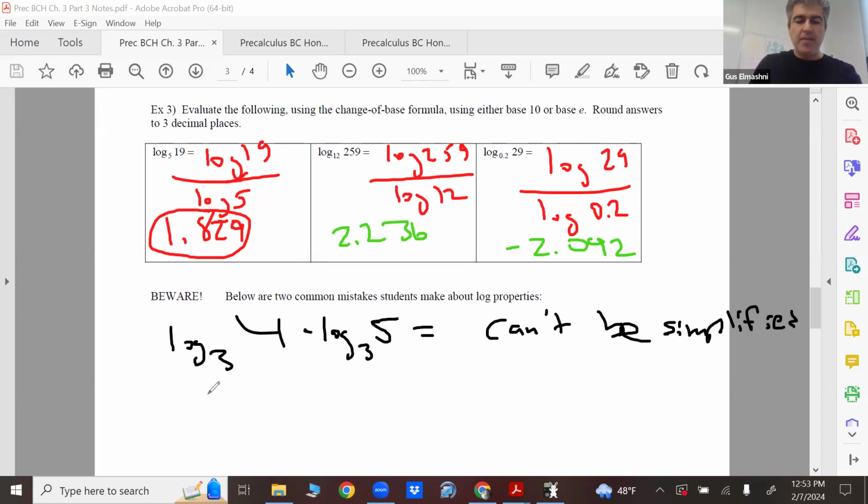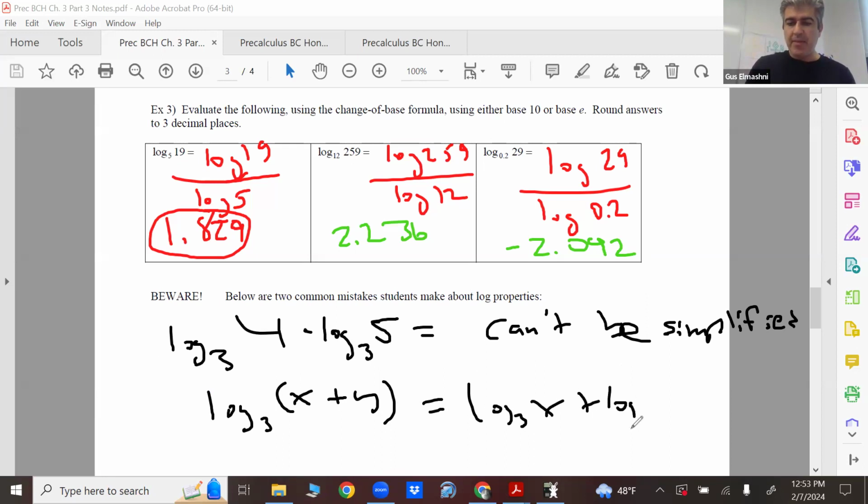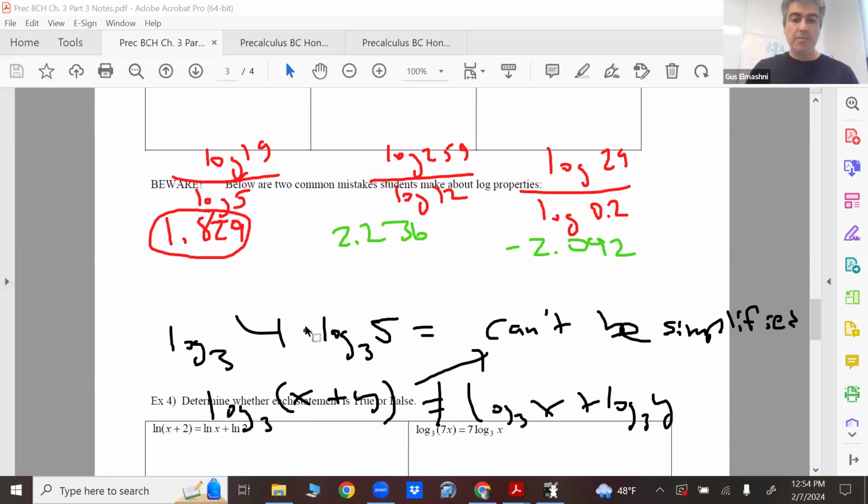Also, another mistake I've seen some students make is with log base 3 of x plus y. Can I do anything with that? No. Some students will do this, but that's not a thing, right? You can't do that. So again, that can't be simplified. Just be mindful that you're using the properties correctly. That's what I'm trying to say. I think there are other common mistakes too, not just two, but anyway. Okay, we're good so far?